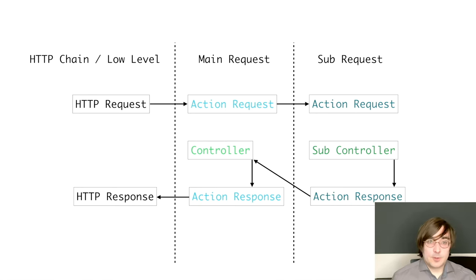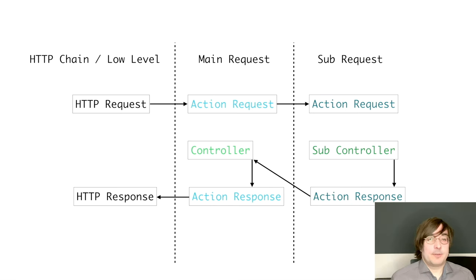And I tried to create a small diagram of how it works now. I have no diagram of the old version. That would be way more complicated, and I don't want to explain so much in detail. But as I said, we have a strict separation now. The HTTP chain, or rather low level of Flow core, creates the HTTP request, the PSR7 request actually. From that, an action request is created and given to your controller. This is the main request.